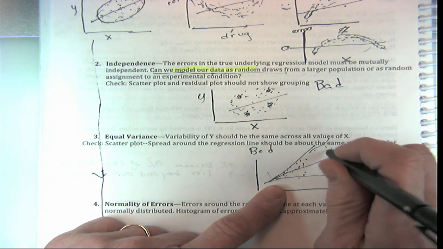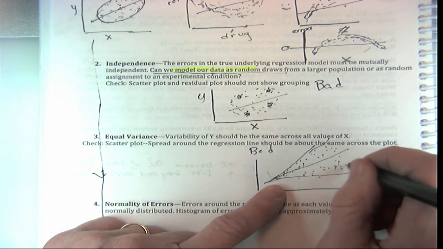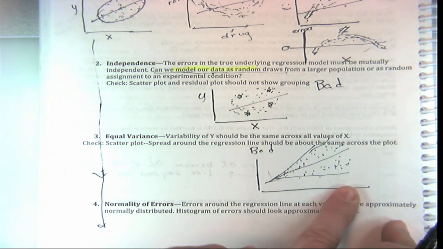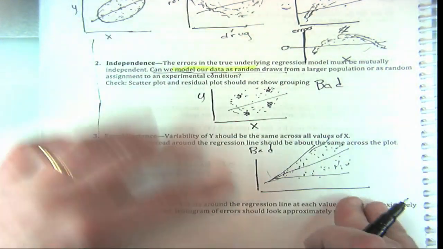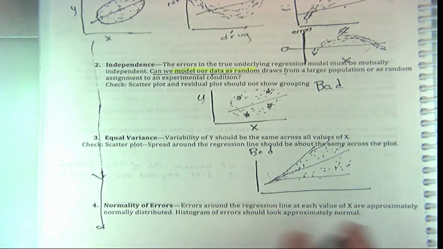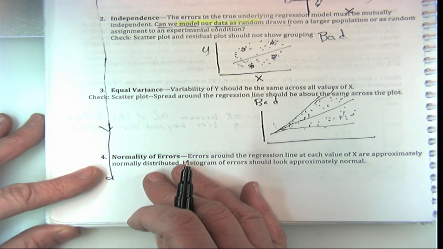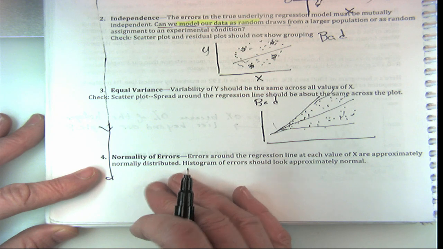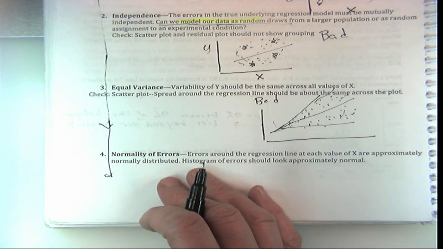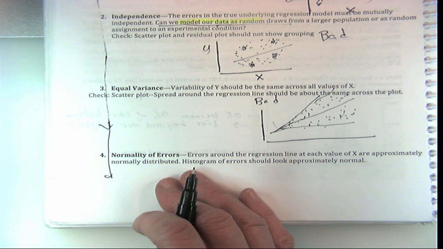So this would be a violation. We'll look at transformations and things to do in all these cases when we have these violations. And the last one is the normality of the errors. That comes up, and it's particularly important if you have fairly small sample sizes. It's one of the assumptions to put error bars using the t-test, right? You have to have normality of the errors.